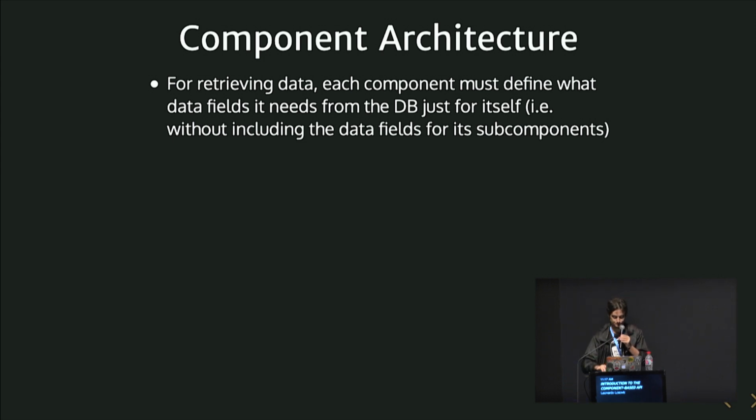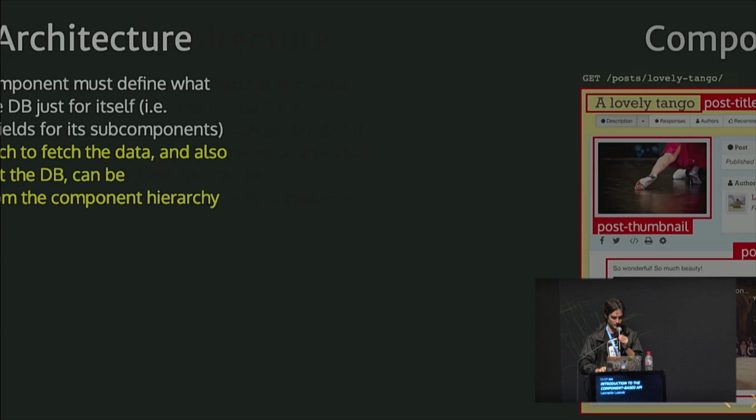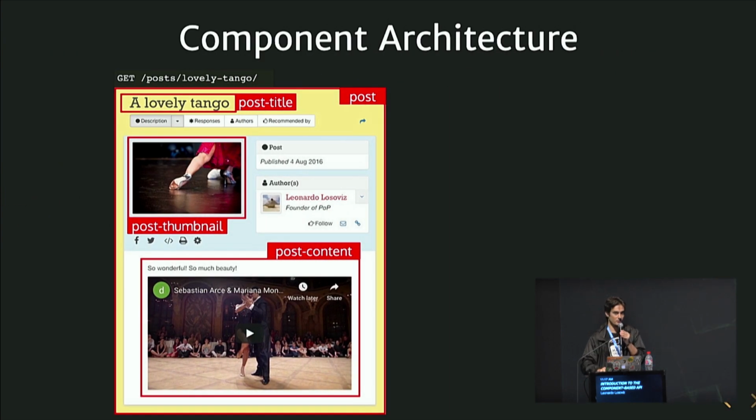at every single level. And the cool thing about this is that by having this architecture, the endpoint URL from which to fetch the data, and also the query to execute against the database, can be automatically generated from the component hierarchy itself. So what does this mean? We have this component architecture, right? So the topmost component says, I need to fetch data from this post, okay? The one corresponding to the URL.